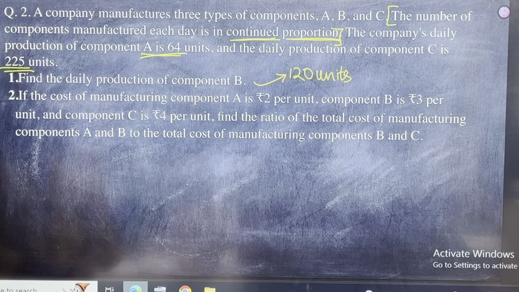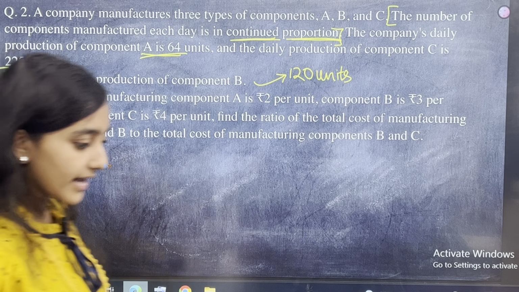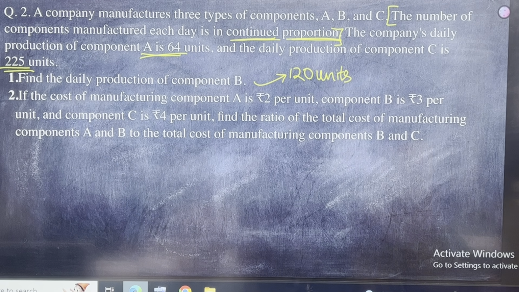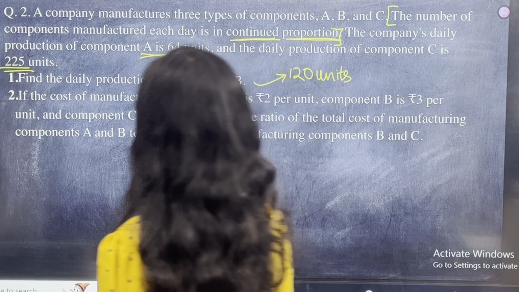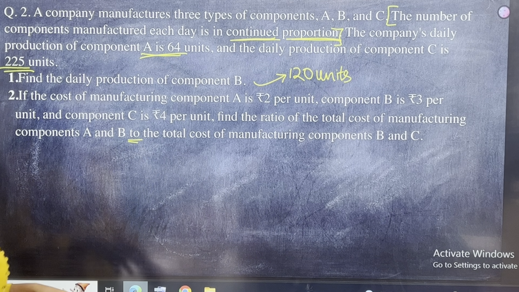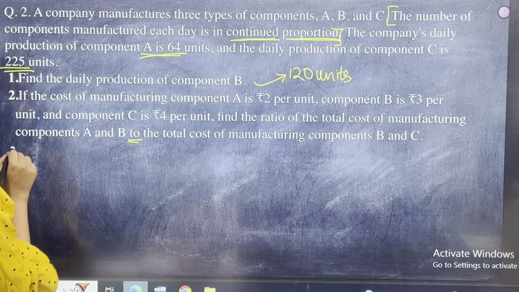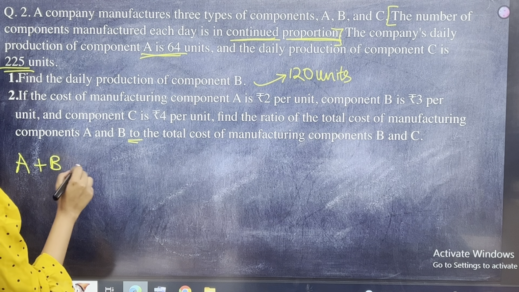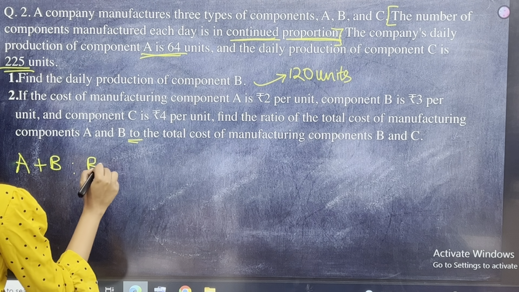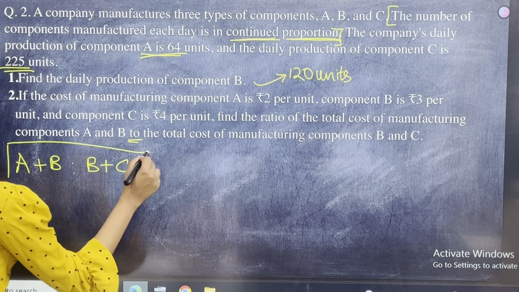They are saying if the cost of manufacturing component A is 2 rupees per unit, component B is 3 rupees per unit, and component C is 4 rupees per unit, find the ratio of the total cost of manufacturing components A and B to the total cost of manufacturing B and C. So what does this mean? Basically, they're asking total cost A plus B is to B plus C. This is what they are asking you, correct?